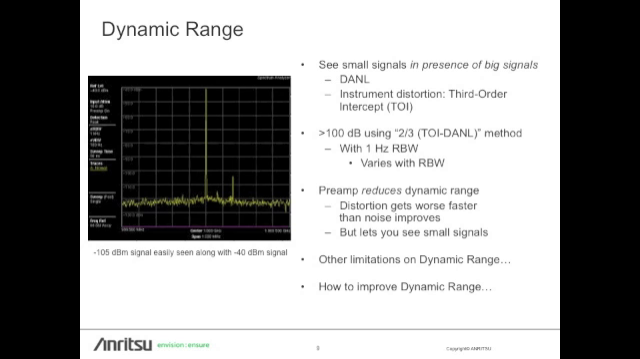And here's an interesting aspect. When you turn a preamp on an analyzer, the noise floor gets better. We were talking about that on the previous slide. But the distortion gets worse faster than the noise gets better, so it can actually reduce dynamic range. And we'll see some ways that we can ameliorate that problem with filters in a little bit.